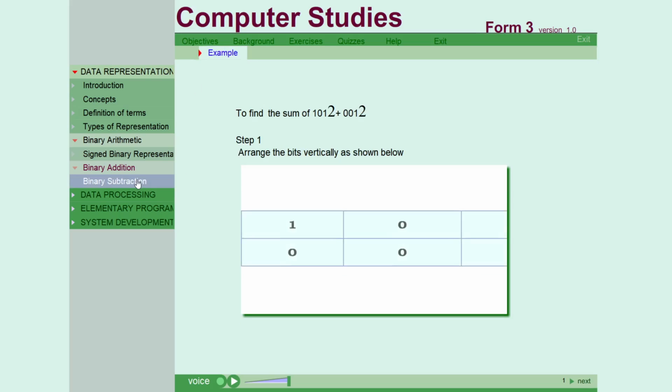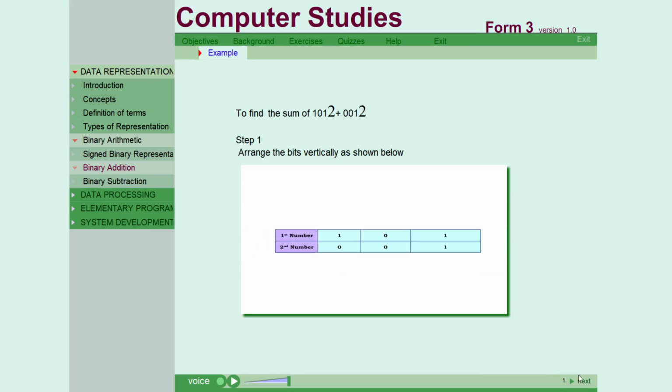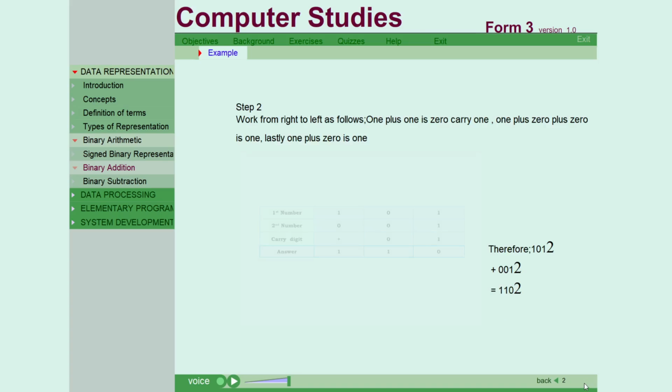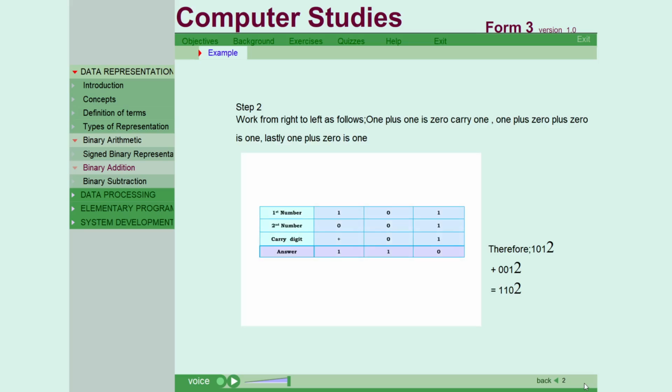For example, to find the sum of 101 to the base of 2 plus 001 to the base of 2. Step 1. Arrange the bits vertically as shown below. Step 2. Work from right to left as follows. 1 plus 1 is 0, carry 1. 1 plus 0 plus 0 is 1. Lastly, 1 plus 0 is 1.